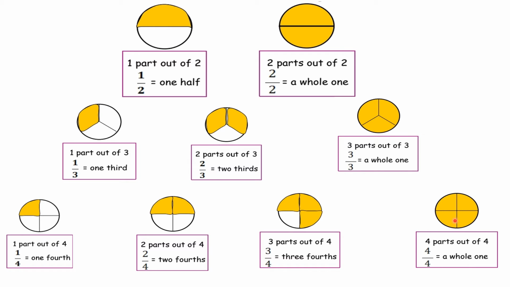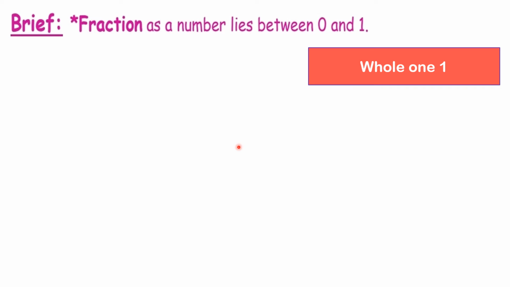But if I divide the circle into 4 parts and I colored all the 4 parts, this is called 4 parts colored out of 4. So as you can see, I colored the whole circle, so 4 out of 4 means a whole one. A fraction as a number lies between 0 and 1.